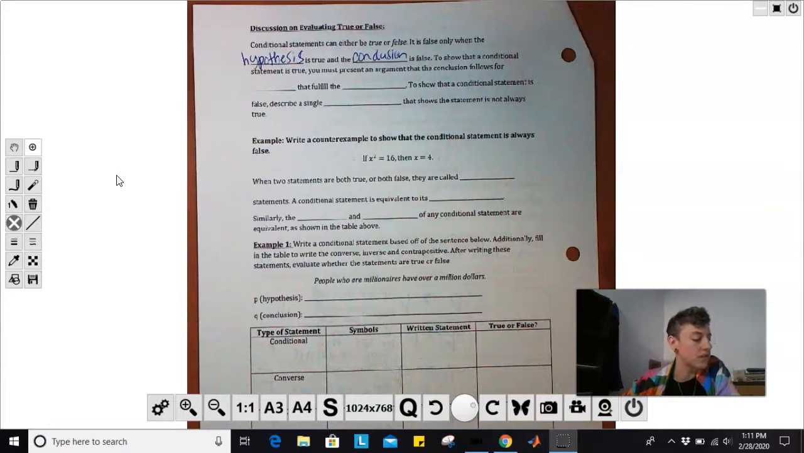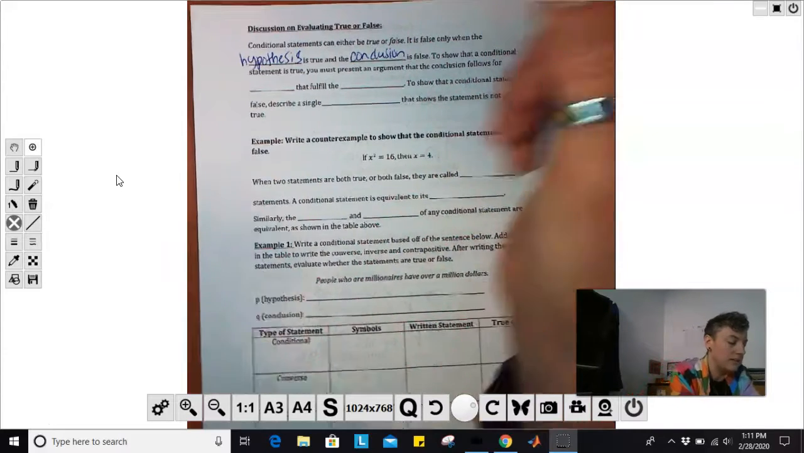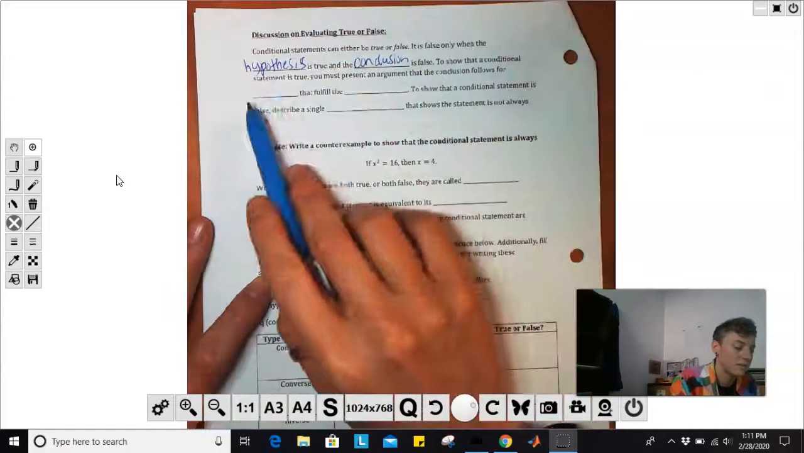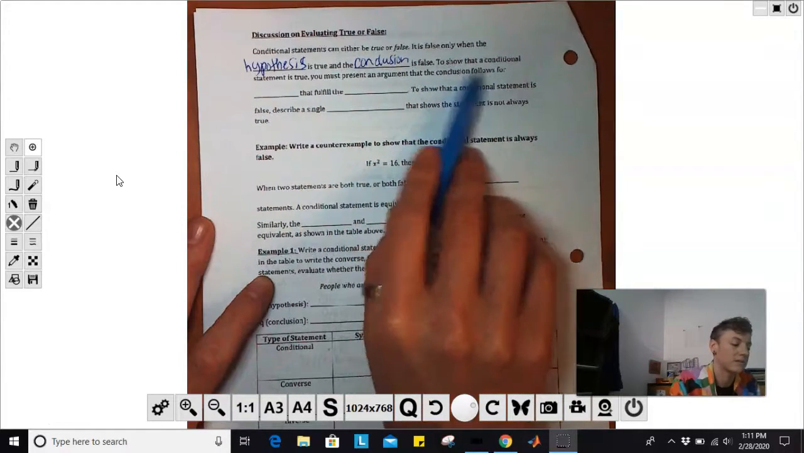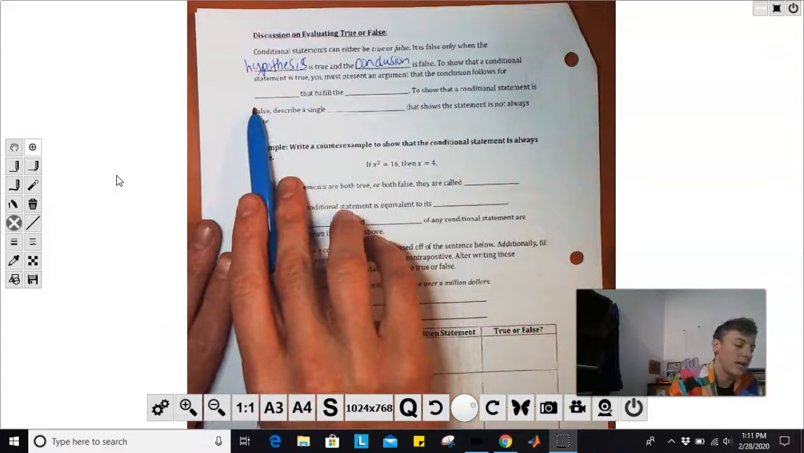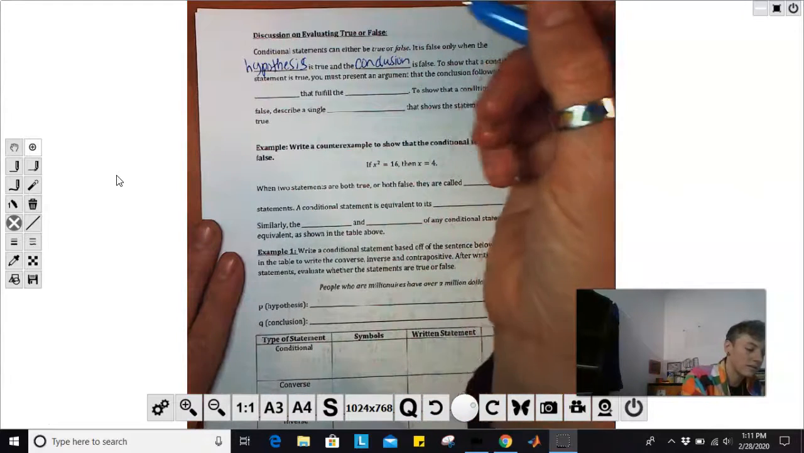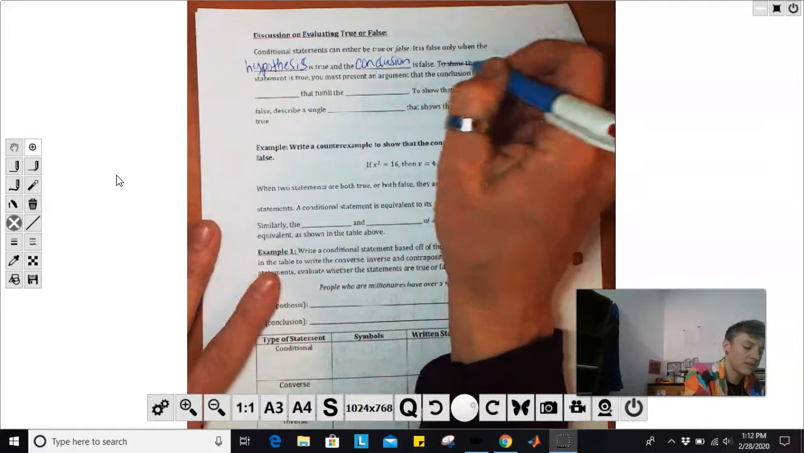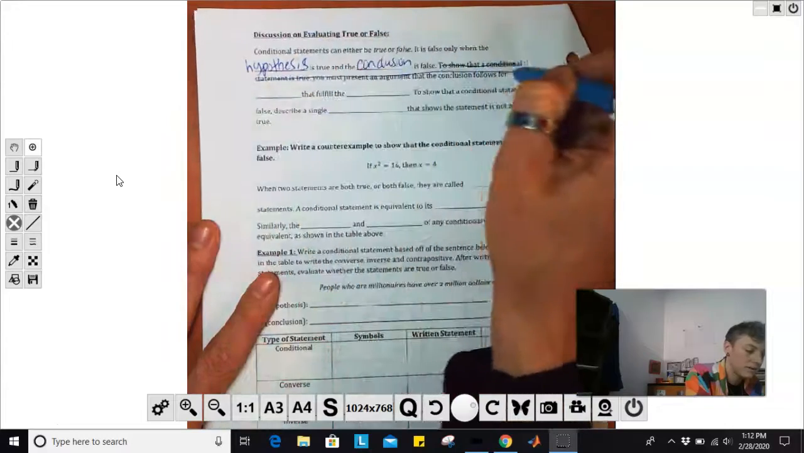To show that a conditional statement is true, you must present an argument that the conclusion follows for a... what do I want to say here? Actually, I don't like that sentence at all. Let's just go ahead and cross it off. It's not helpful.